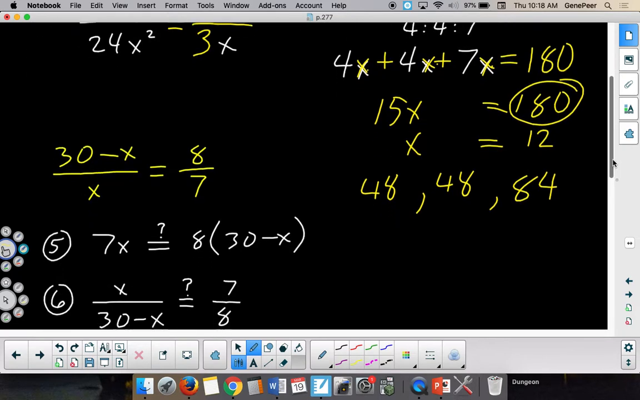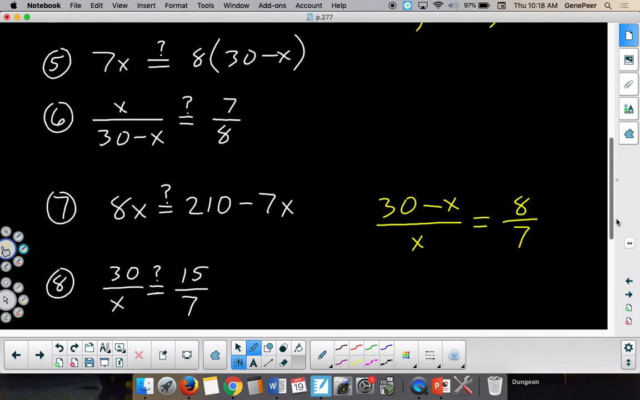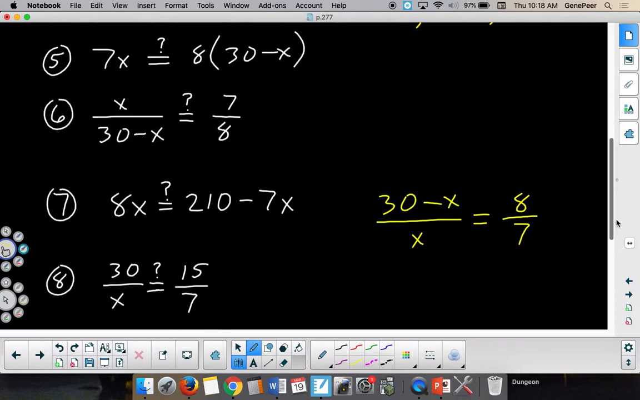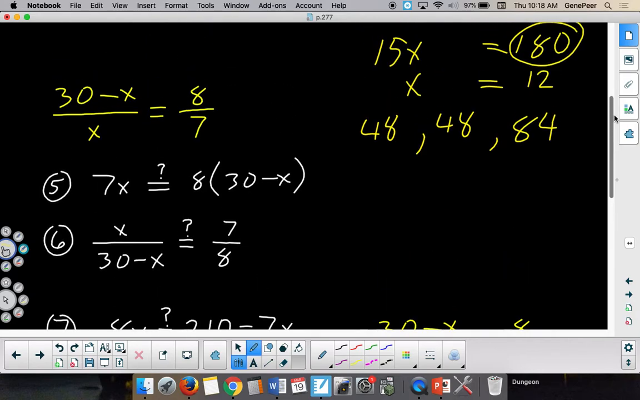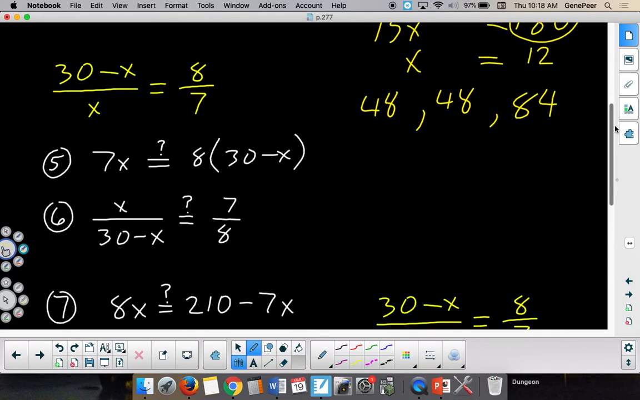We move on to number 5. For number 5, let's see. Oh, we simply want to know if those two are equal. Oh, we're given something. There's got to be something given. Oh, there's what's given in yellow. Let me get rid of this.